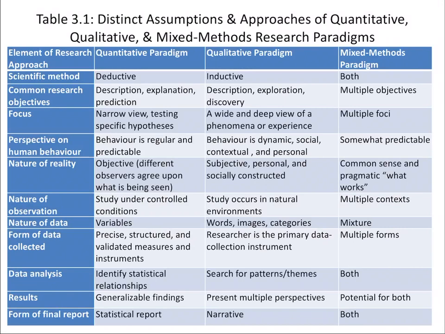You will learn to distinguish between quantitative, qualitative, and mixed methods, paradigms, or research methods. You will learn the difference in the scientific method, common research objectives for each type of research. You'll learn to differentiate between the foci for each kind of research and their perspectives on human behavior. You will also learn to understand the nature of reality between the three forms of research. You will also recognize how observations are collected.